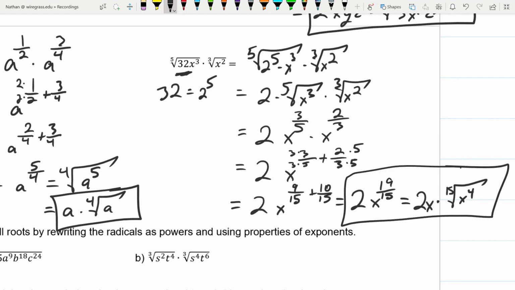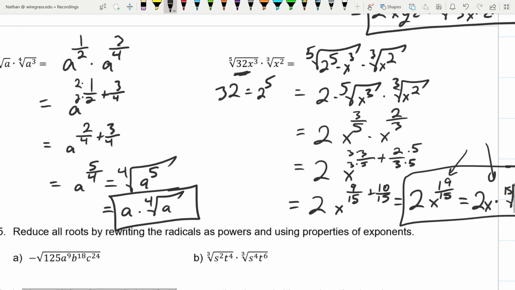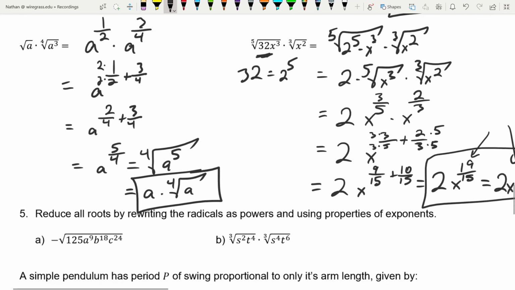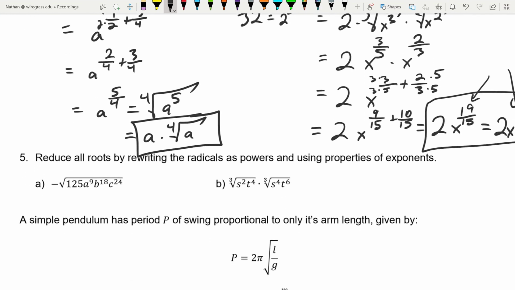So either one of these statements works, but if they don't want these kind of improper fractions in the power, then you need to do it this way. That would be simplest form because it's reduced all the way. Go ahead and try this out on number 5.